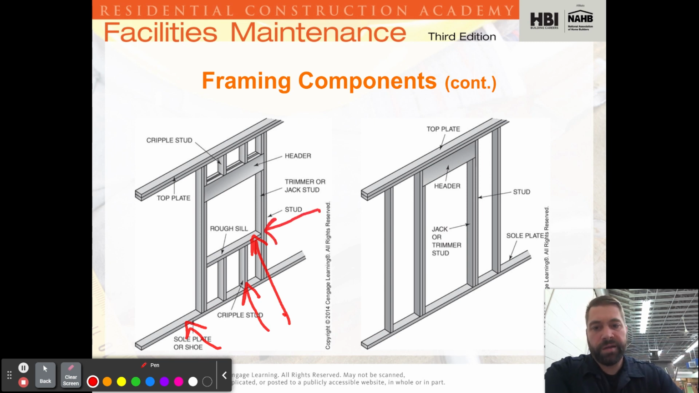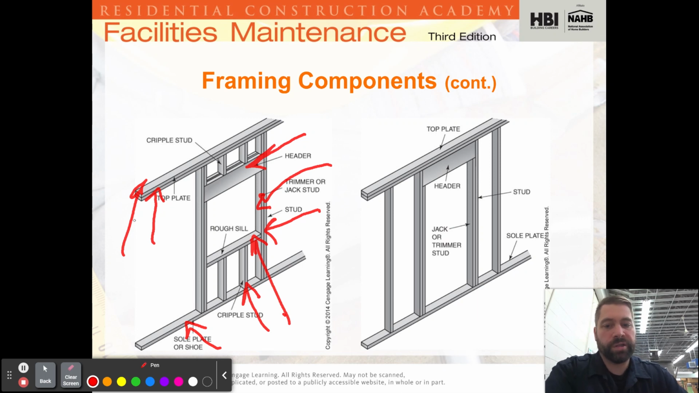This is the king stud, it runs all the way up. This is your trimmer stud here. Here's your header, first top plate, second top plate. So you can see that the door and the window construction is similar.